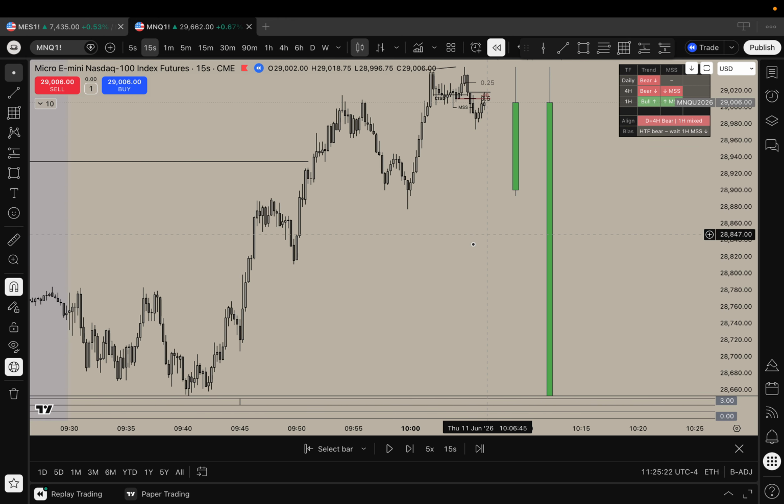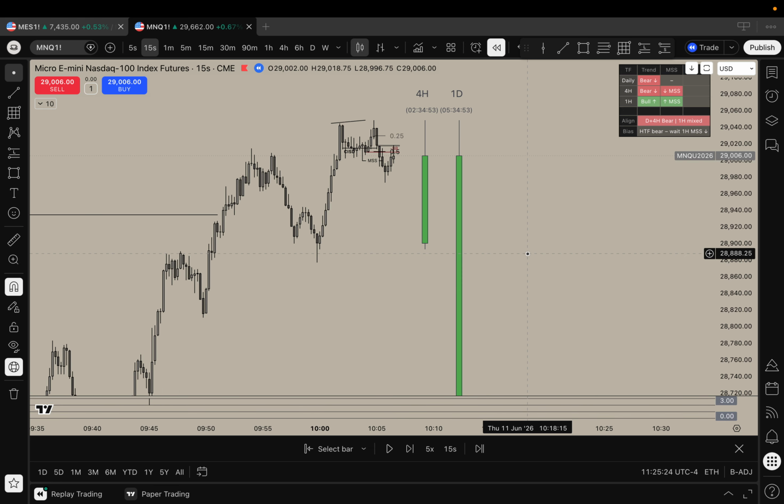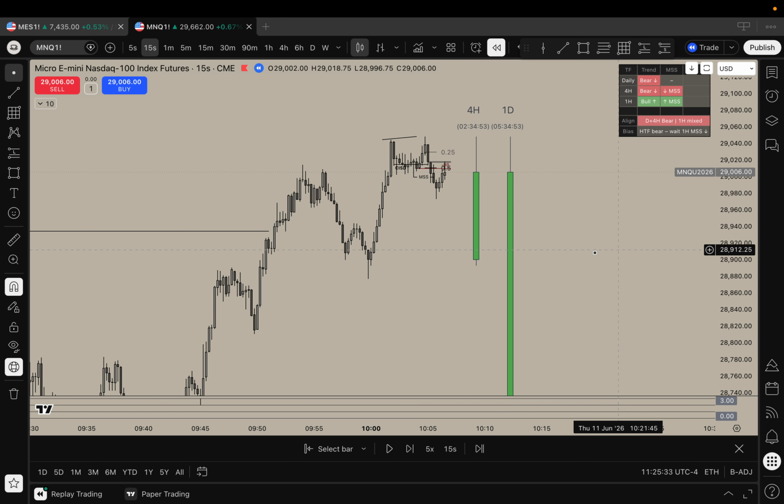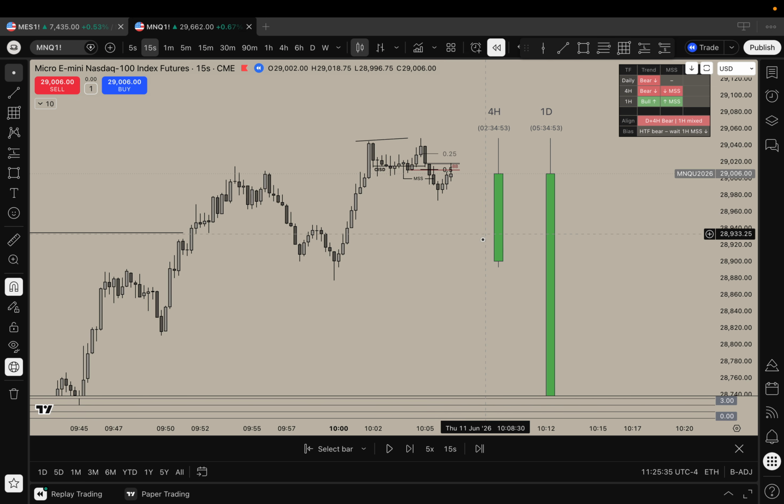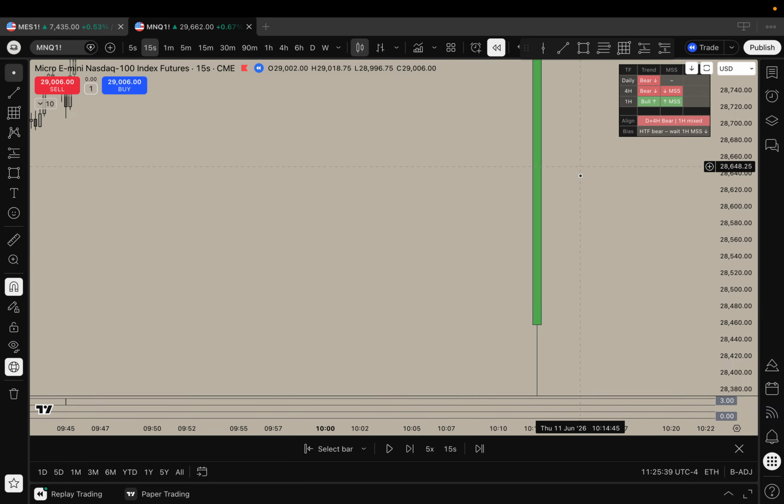Now, in terms of this open high-low close, I would be looking for an open high-low close because that means a bearish 4-hour candle because we're bearish on both the daily and 4-hour timeframes, and higher timeframes hold higher power. So I would be looking for manipulation to the upside to get this open, this high, and then to make a low and then a close.